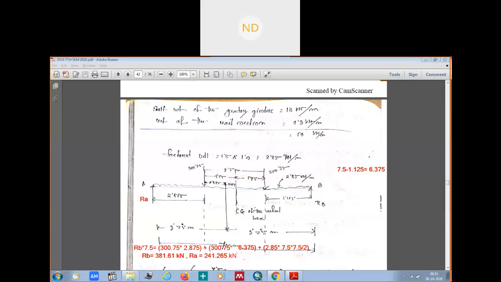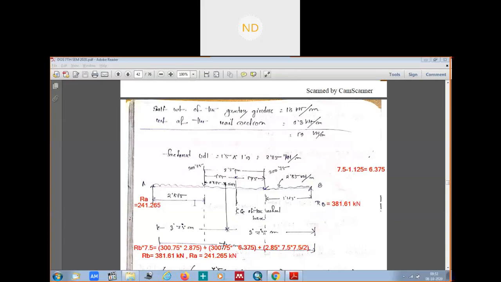Now once we know the reactions, we know RA and RB, we have calculated these reactions. Here, our RA is 241.265 kilonewton. RB here, this one, is 381.61 kilonewton. So we got these two reactions.